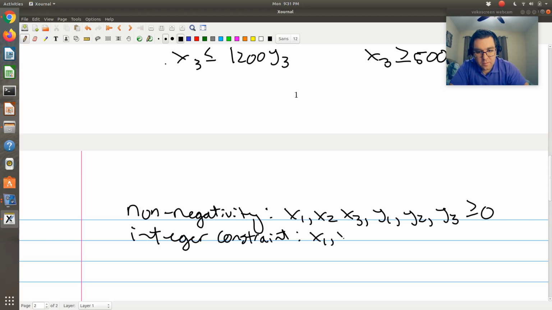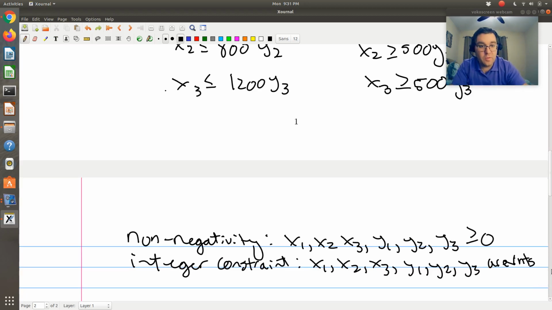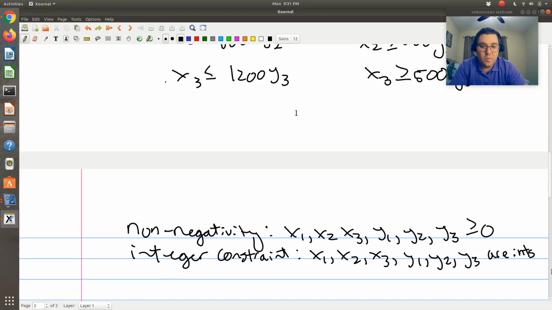All of my variables are going to be integers. For x1 through x3, it makes sense: I can only make an integer number of widgets. And y1, y2, and y3, again, will only take on values of 0 and 1. Now, how do we deal with that last part? y1, y2, and y3 are either going to be 0 or 1.